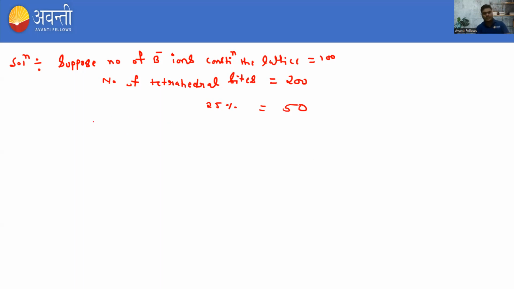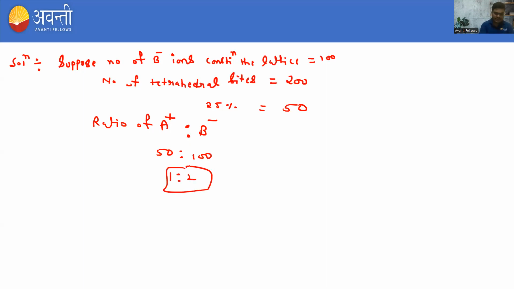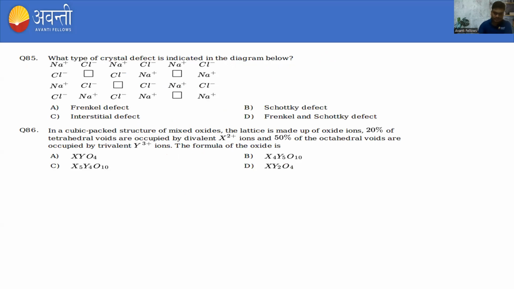So what is the ratio? The ratio of A plus and B negative: A plus is 50 here, B negative is 100 here. So this ratio comes out to be 1 by 2. So what is the ratio, beta? 1 by 2. So the formula becomes AB2. Right. So this is the formula AB2. Chalo, let's move to the next question.